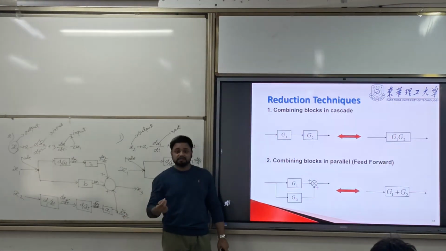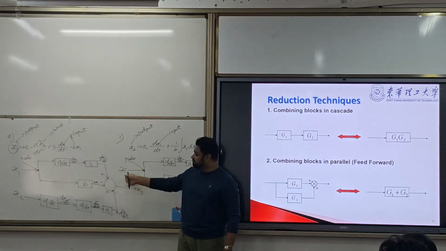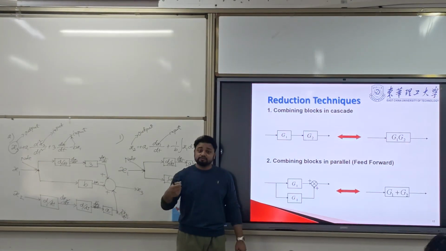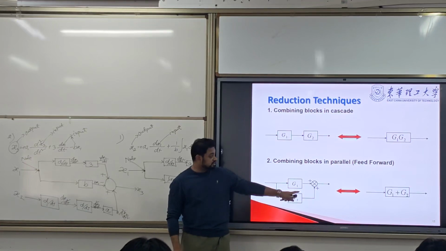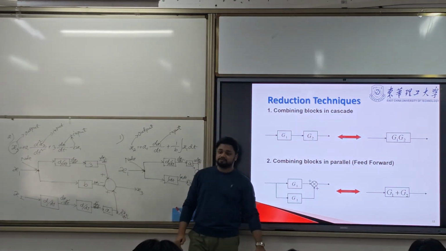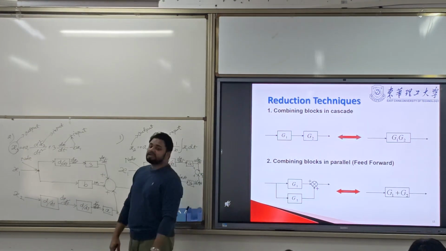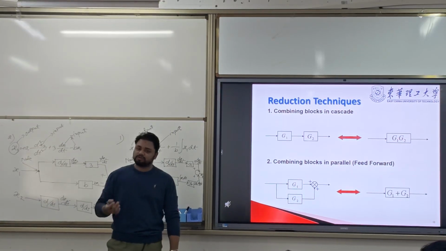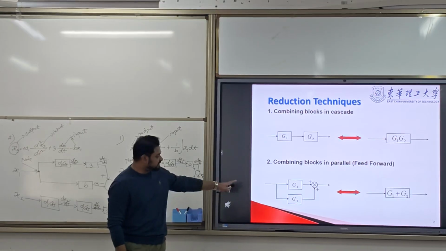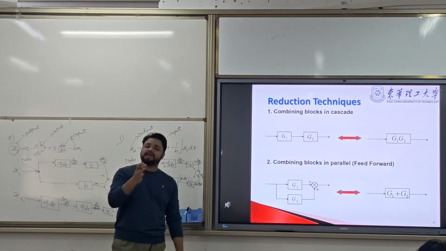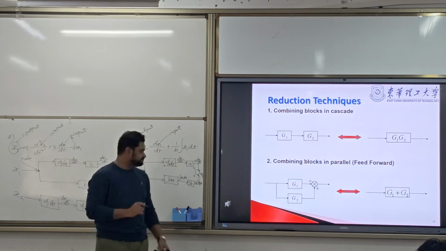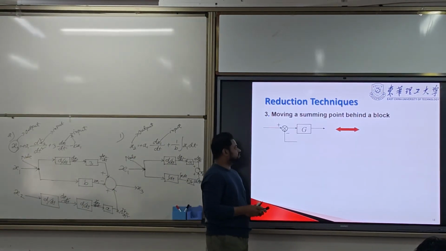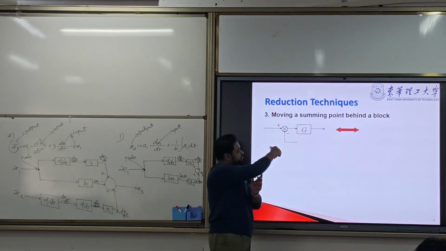This is the block diagram representation, and we need to reduce the block diagram. So these are actually the rules. The first two rules: if the blocks are in series, the gain will be multiplied. If the blocks are in parallel, the gain will be added. Now, two more rules.